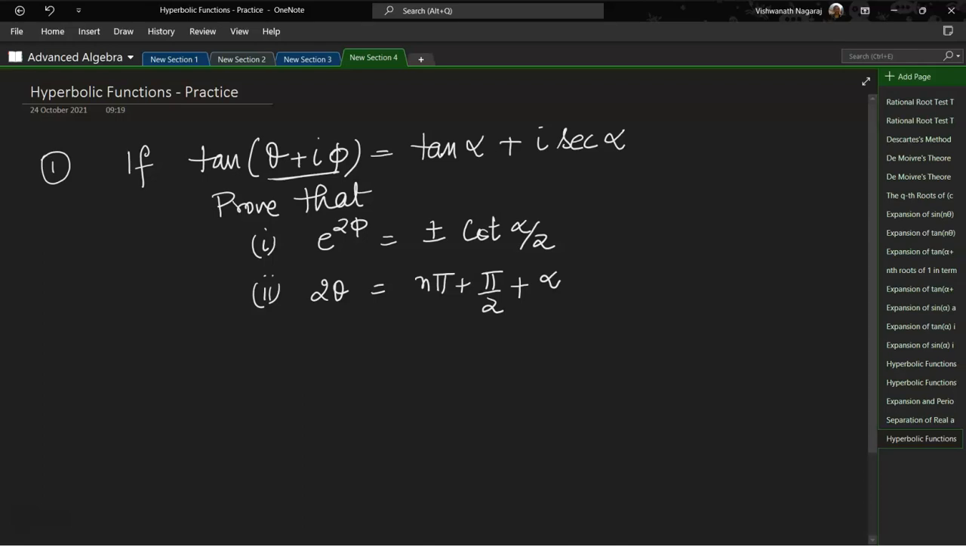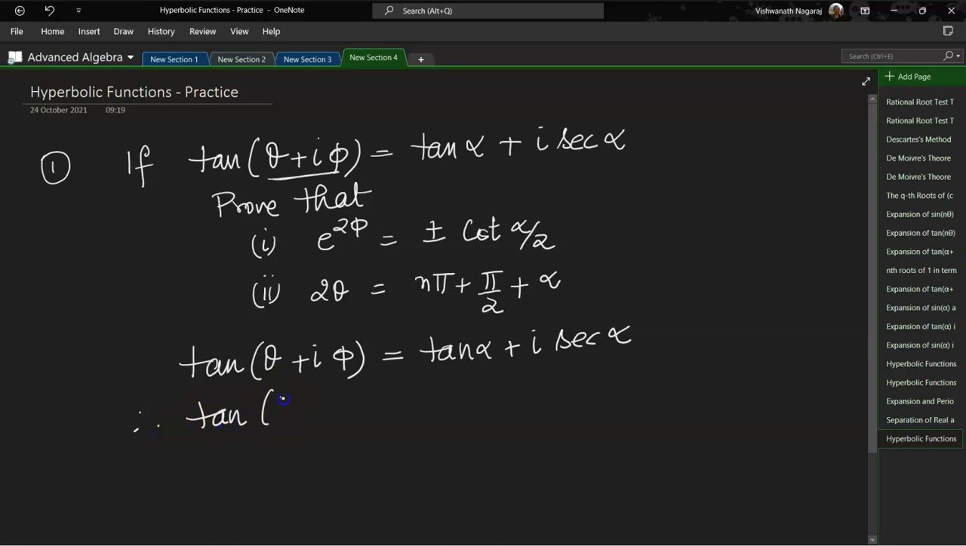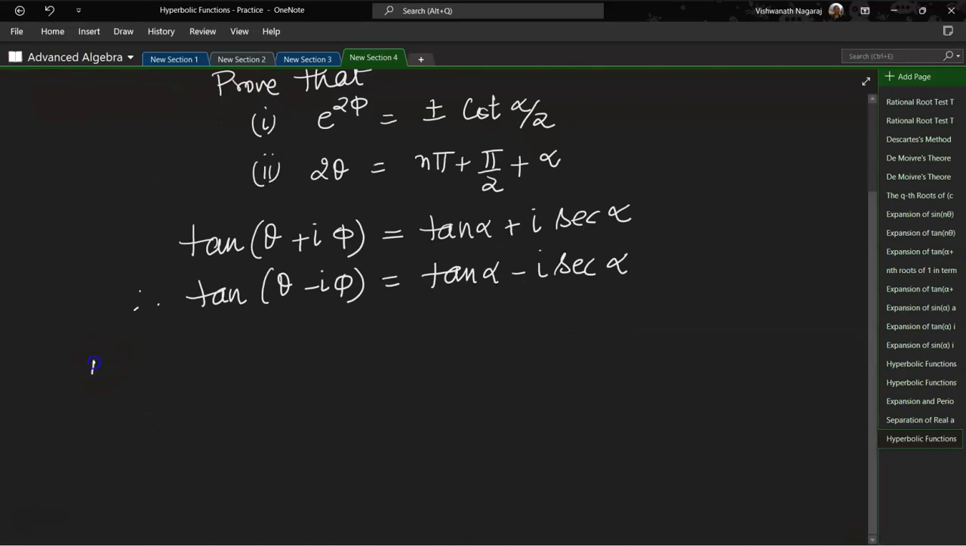Okay, so before we take up each one of these one by one, let's state what is given and what we can infer from that. What is given is tan(theta + i phi) = tan alpha + i sec alpha. From this, we can also say that tan(theta - i phi) = tan alpha - i sec alpha. Okay, so keeping these two things in mind, let's proceed with the first one.